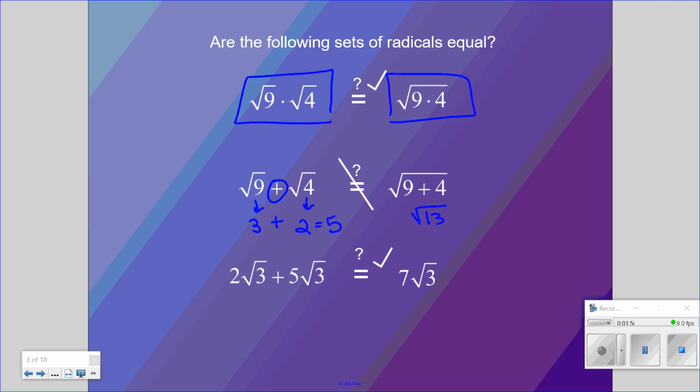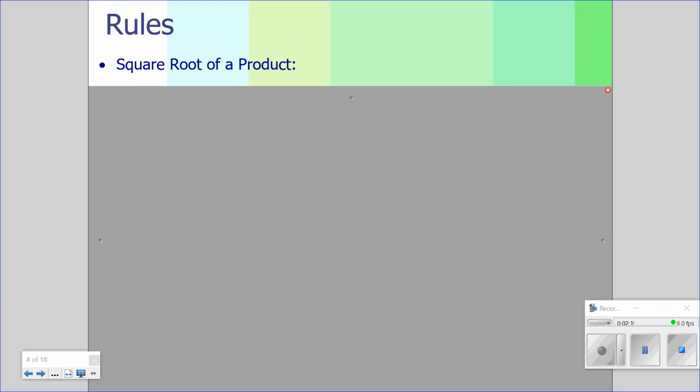And lastly, the square root of 2 times the square root of 3 plus 5 times the square root of 3 is equal to 7 times the square root of 3. So hopefully you notice in this one it kind of resembles combining like terms, in a sense, where what's under the radicals are the same. They all have a 3 under their radical. So because they all had 3's under the radical, we could combine their coefficients outside. So that brings us to our rules for simplifying radicals.